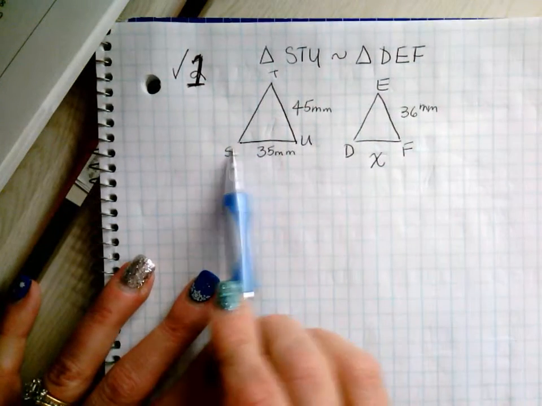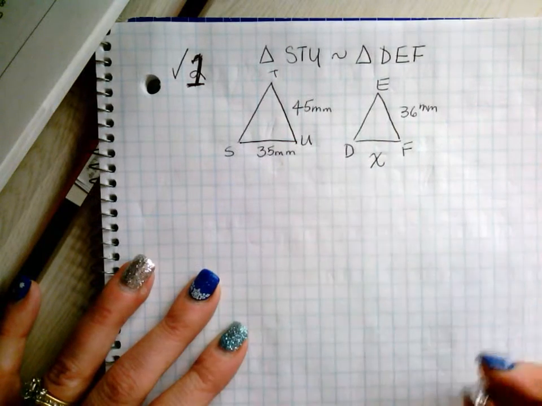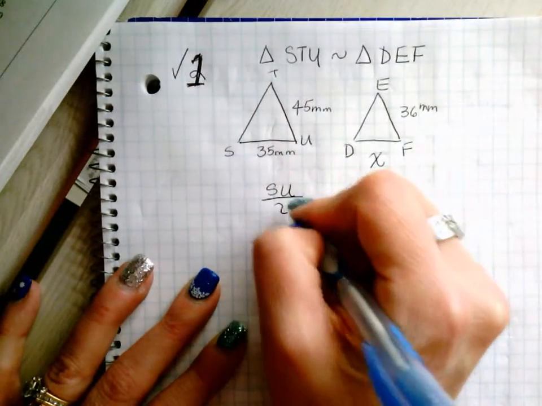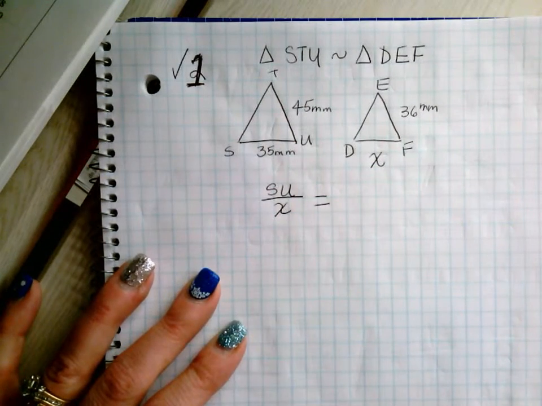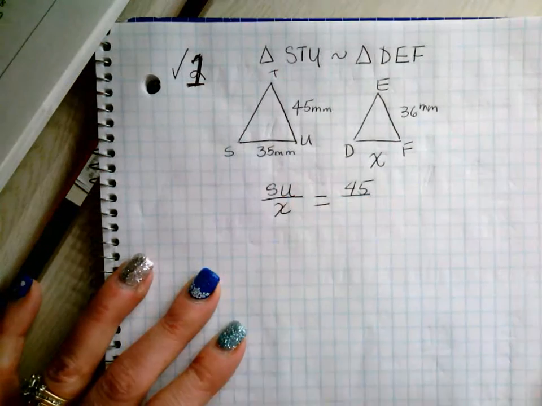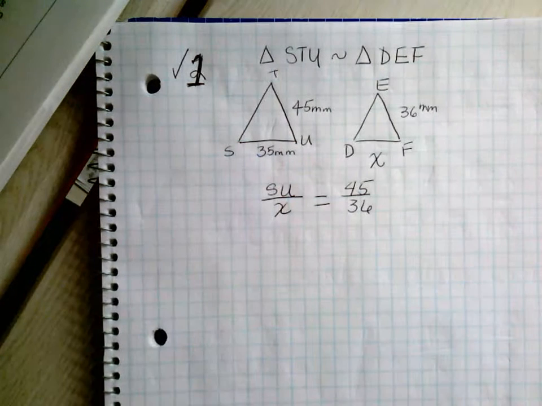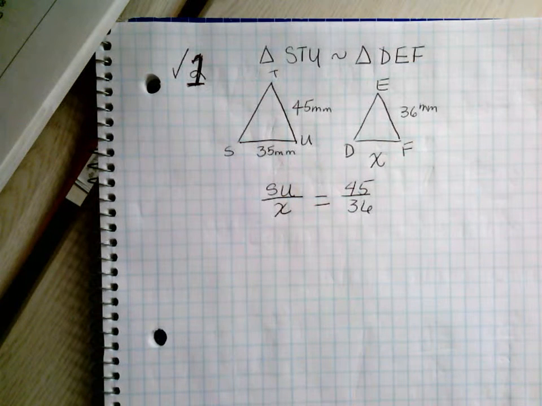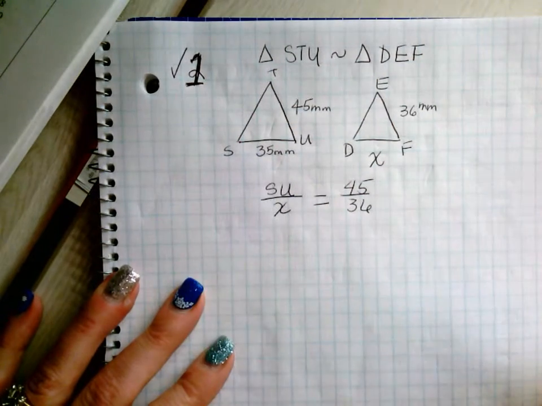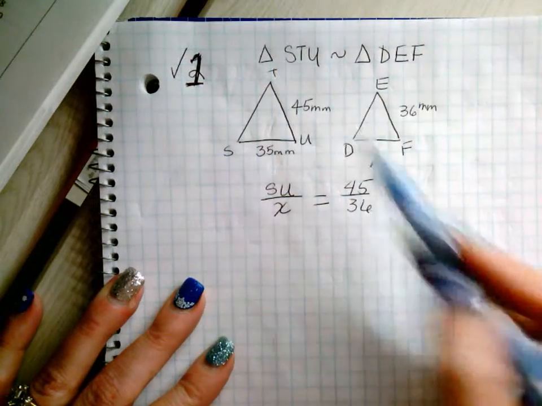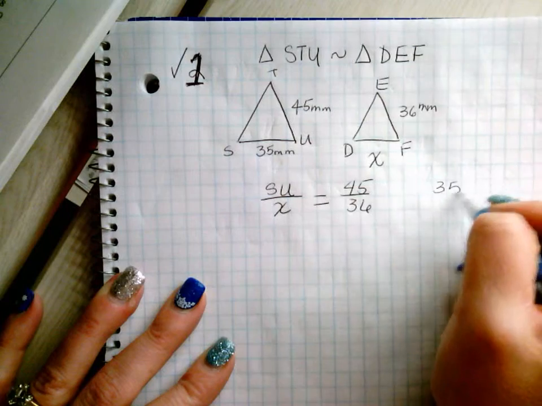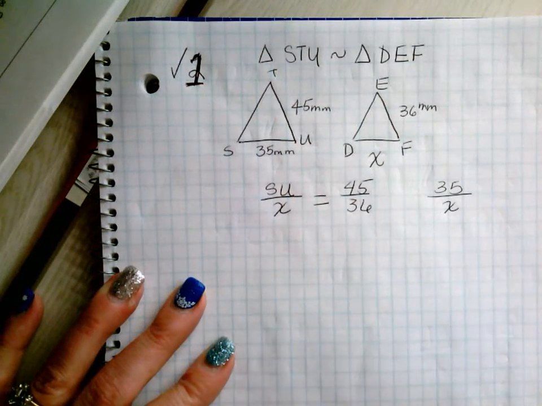So this and this match. SU corresponds to X the same way that TU corresponds to 36. Okay? And I actually just filled in the information there. SU's value is 35 millimeters, and we don't know what we're looking for.